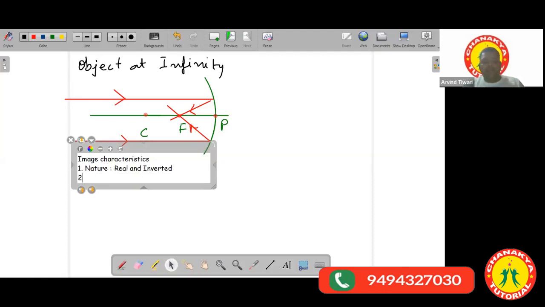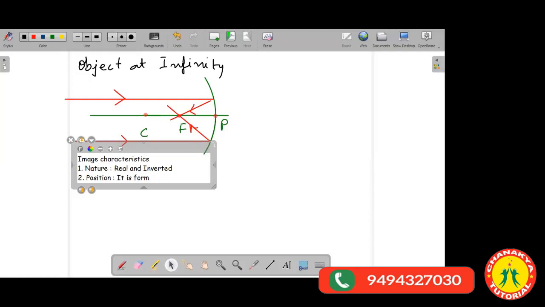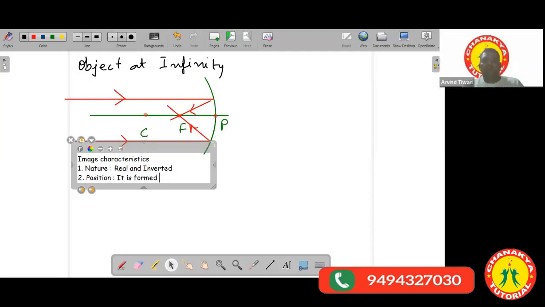Then the second point we'll write about its position. Where is it formed? What is the position of image? Dhriti, where will the image be formed? Sir, at focus. So the image is formed at focus. That is, image is formed at F.